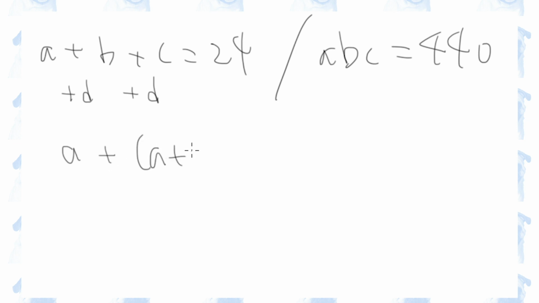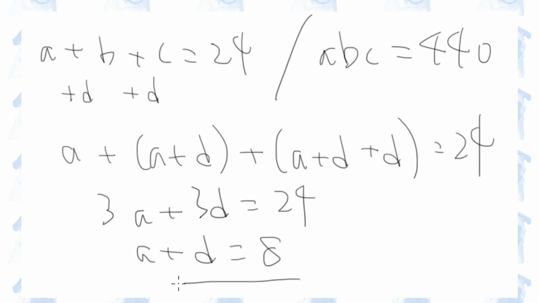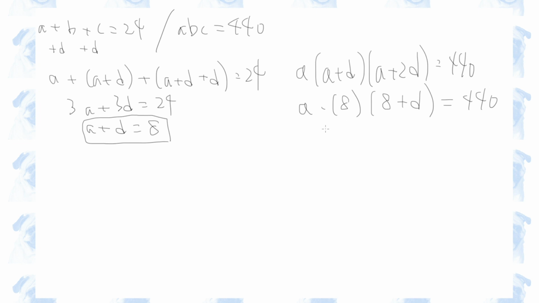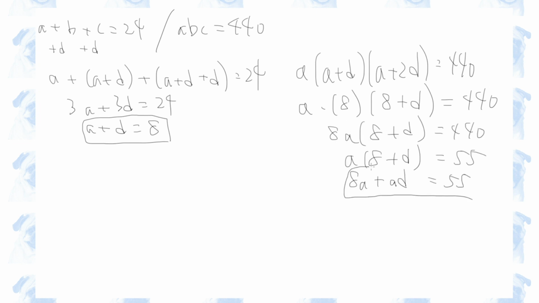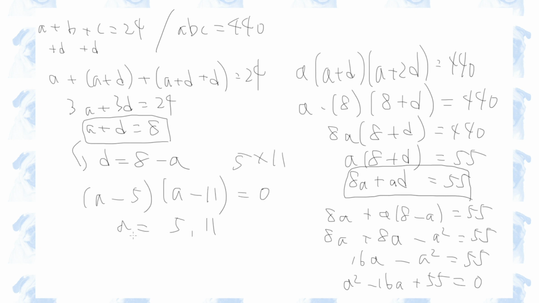a plus d plus a plus d plus d equals 24. 3a plus 3d equals 24. Divide everything by 3 and we get a plus d equals 8. And we can do the same with the second equation. And we know that a plus d is equal to 8. And we ended up with a quadratic equation. If a is equal to 5, then d would be 3.